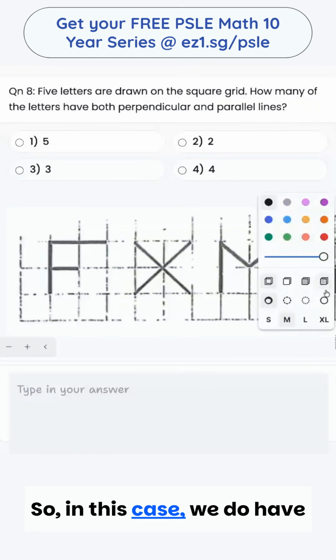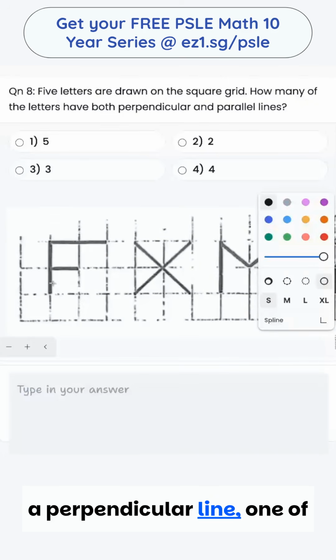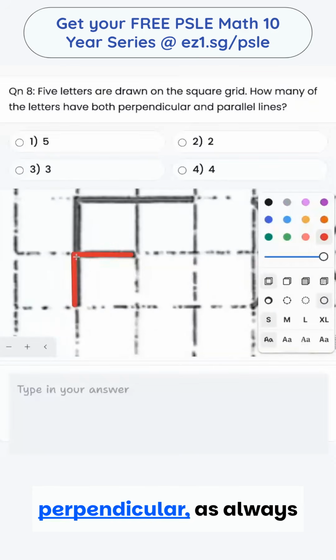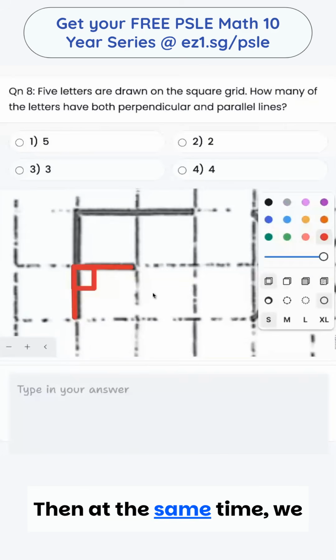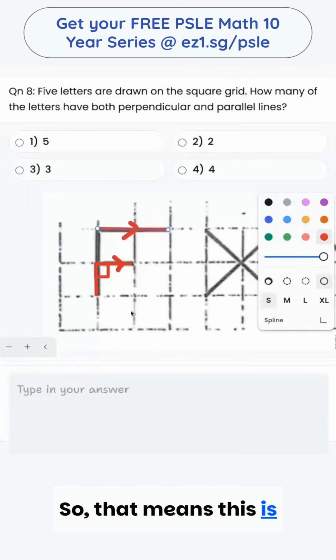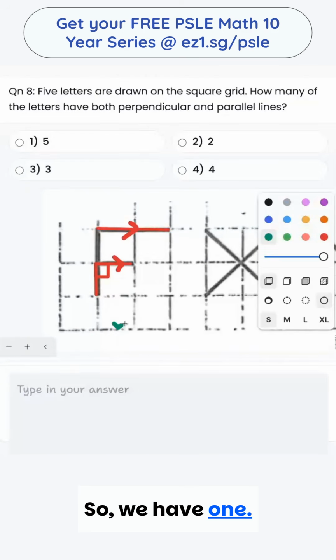In this case, we do have a perpendicular line, one of it like this. So 1 and 2, and this gives us a perpendicular, as always over here. Then at the same time, we also have a parallel line. So I'm gonna mark it red as well. And this is parallel. So that means this is correct. So we have one correct.